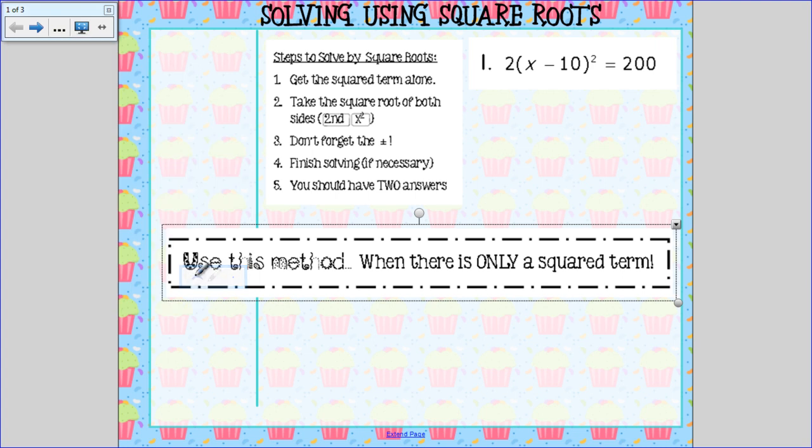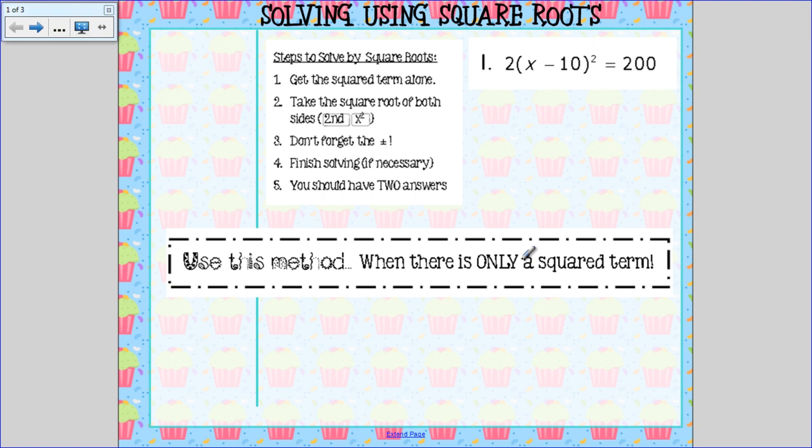There's a big thing in the middle of your first page that says use this method when there is only a squared term. That means if you only have an x squared, that's the only time you should use this method. You should not use it if you have a trinomial like 2x squared plus 3x plus 8. It should just have the x squared term, because otherwise there's too much happening. So the best time to use this method is when there's just a squared term.